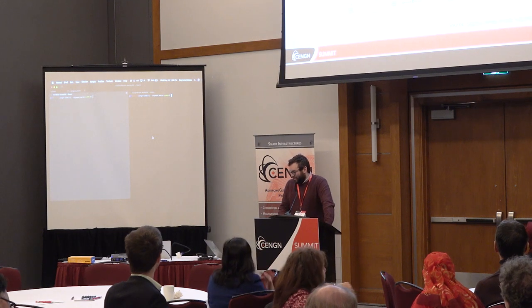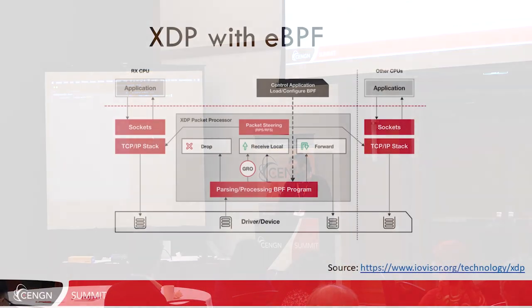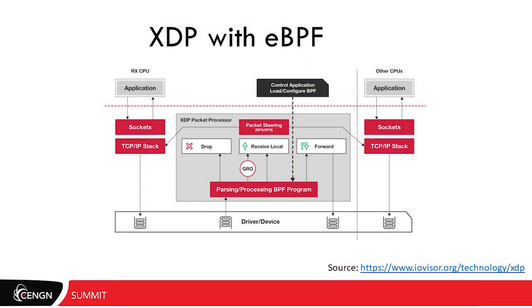So how it all works is really using XDP. XDP, like I mentioned, is a way to get the eBPF program as close to the physical interface as possible. So in this diagram, we have the lowest level there with the drivers and devices. That's as low as the operating system is going to go. And XDP allows us to insert our eBPF programs before the TCP/IP stack of the operating system is processed.